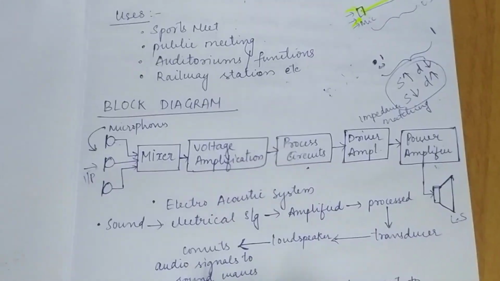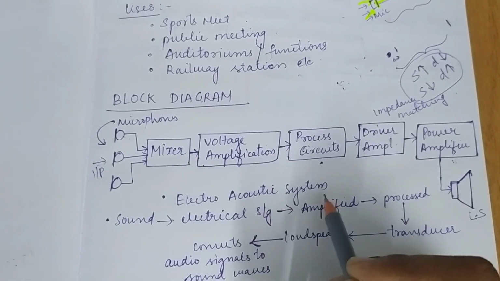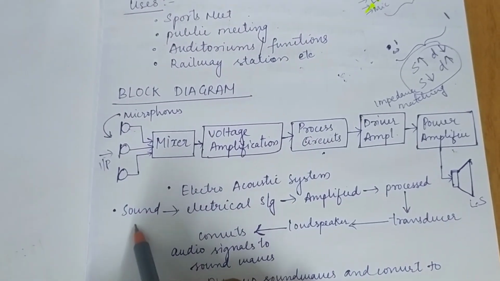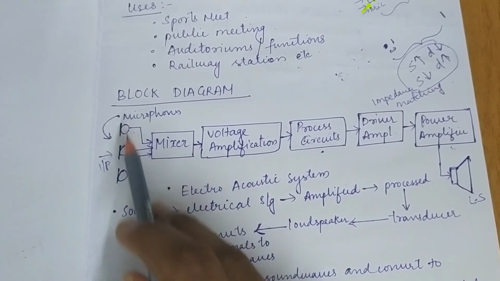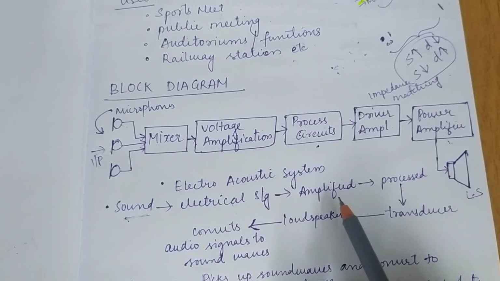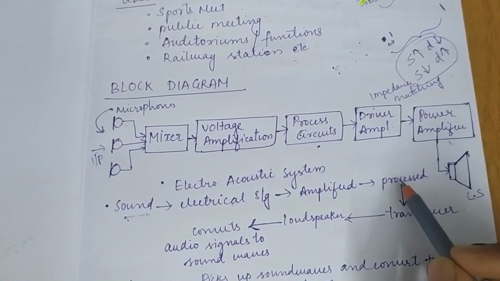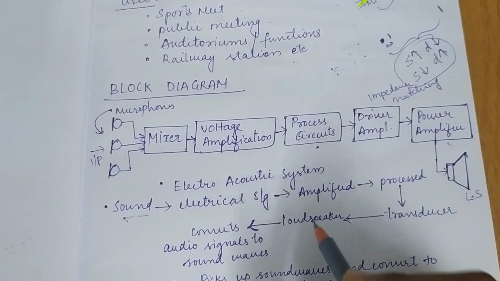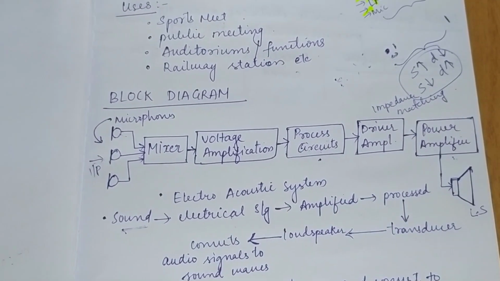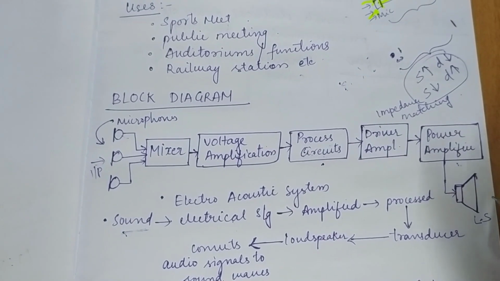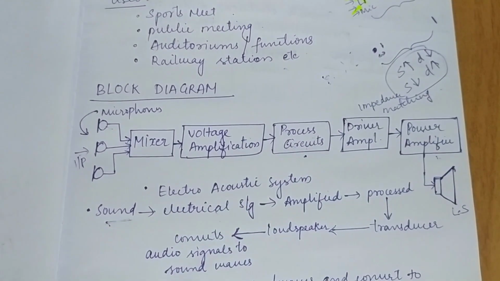Let's look at it in detail. This is called an electro-acoustic system. Here we give a sound as input, and it becomes an electrical signal. The electrical signal is then amplified and processed. Then we use a transducer, the loudspeaker. In the loudspeaker, the audio signals are converted back into sound waves, that is, electrical signals back into pressure variations. Only then can we hear the sound.